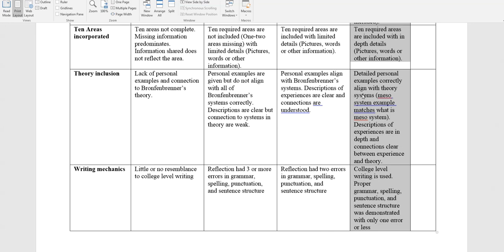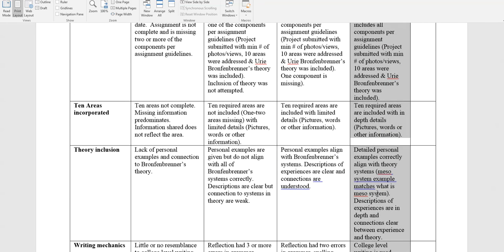So under theory inclusion, and this is one that a lot of people forget, I'm looking for detailed personal examples that correctly align with the theory systems. So you're going to need to refer to Bronfenbrenner's theory, which by the way is located in your module for this week, and the descriptions of the experiences are in-depth and the connection is clear. So I want to know from your cultural context, what theory does it align with and why? And then I am grading assignments for college level writing, so please, please, please, before you submit it, take a double look for grammar, punctuation, and spelling, and make sure that you have corrected any of those errors before you put them on your poster.